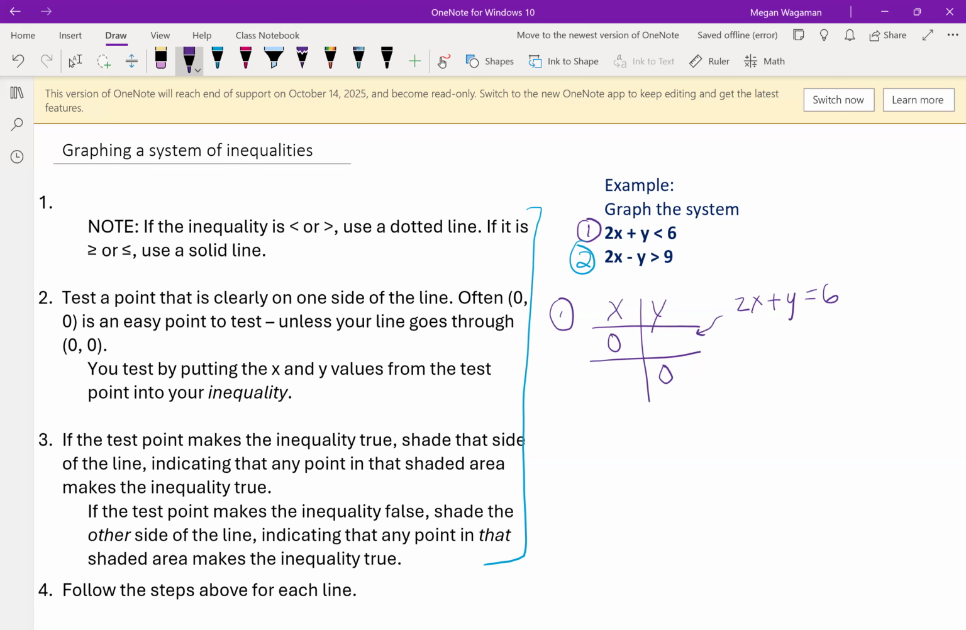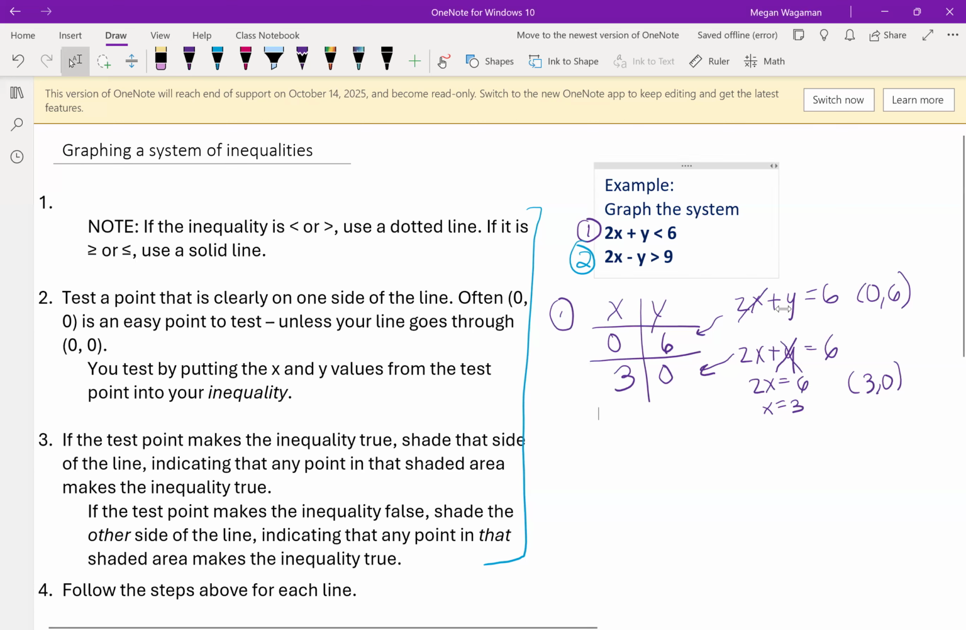So in this case, if x is 0, what it basically means is this whole term is just 0. So the y is going to equal 6. So that gives us the point (0, 6). And then another point on the line, if we're graphing 2x plus y equals 6, and we're saying that y is 0, then 2x is equal to 6. That means x is going to have to be 3 if we divide both sides by 2. So that gives us the point (3, 0).